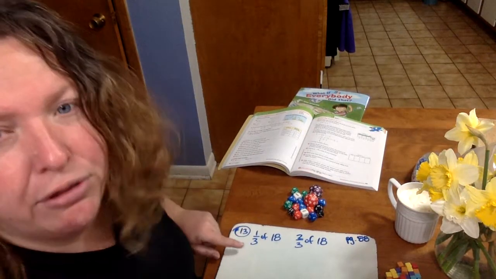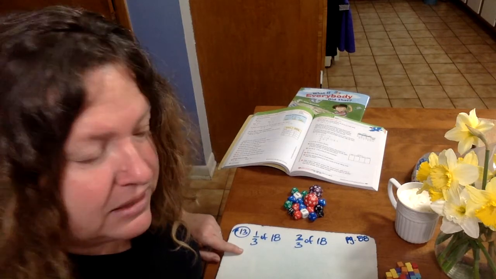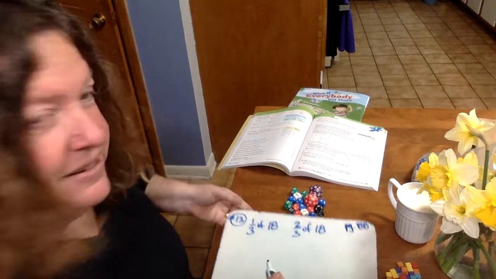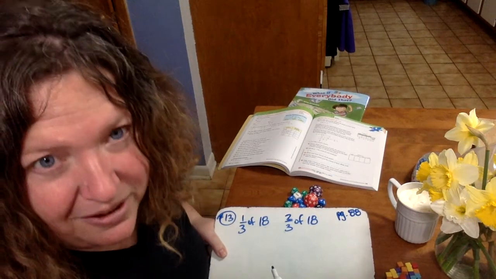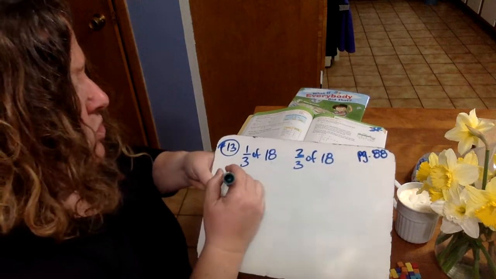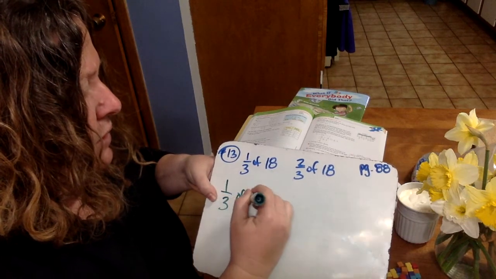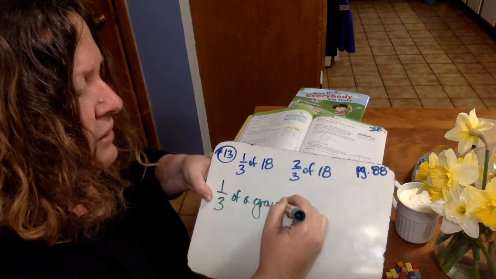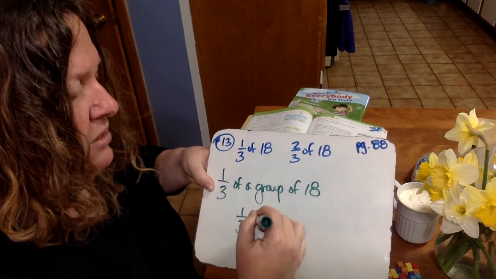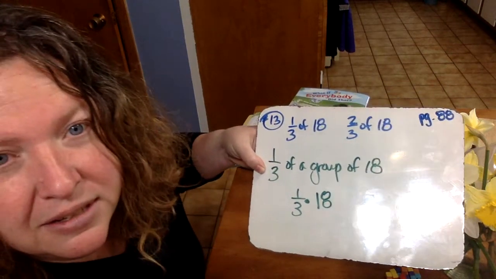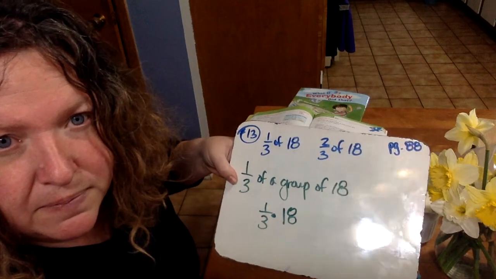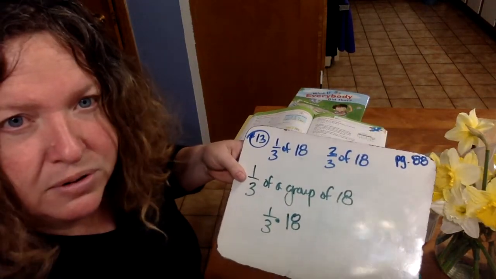Now I need 1/3 of 18. What did we just talk about "of" means? It's part of groups of. 1/3 of a group of 18. So we need 1/3 of a group of 18. That's also 1/3 multiplied by 18. Those are all different ways of writing the same thing. But we need 1/3 of a group. Well, how are we going to know what 1/3 of a group is?